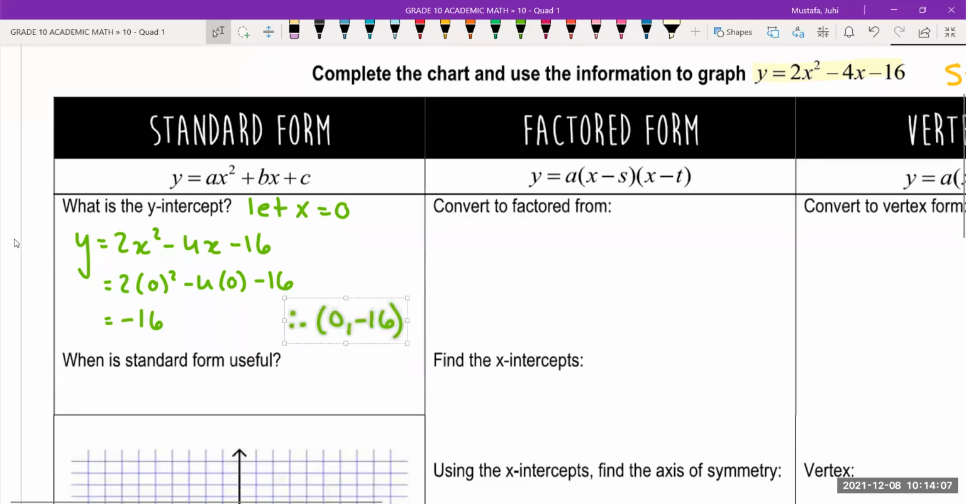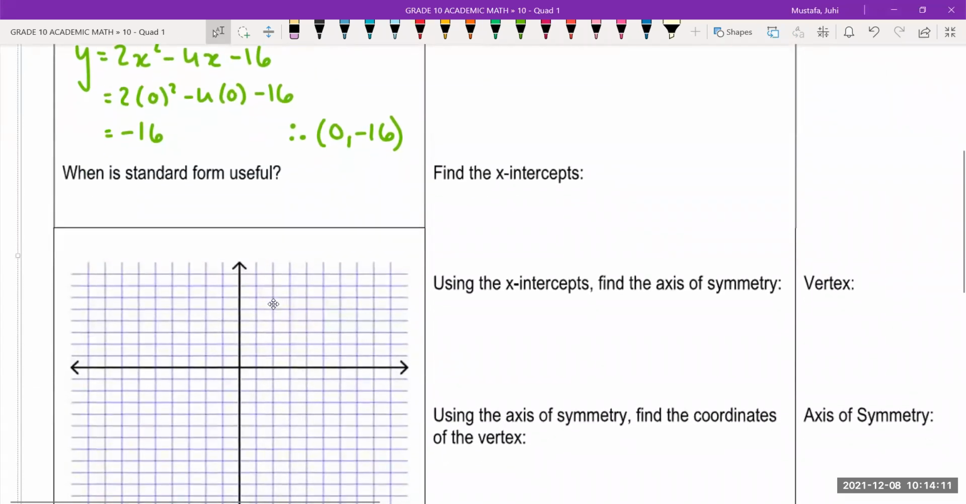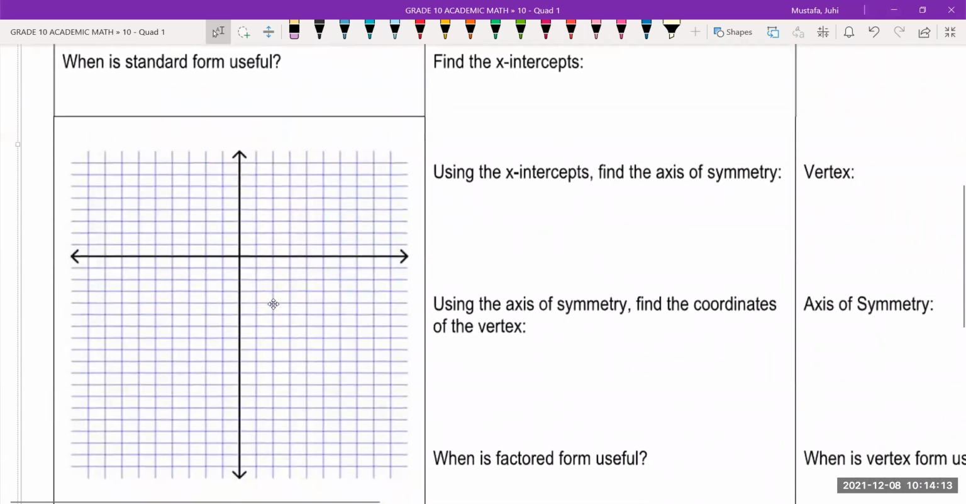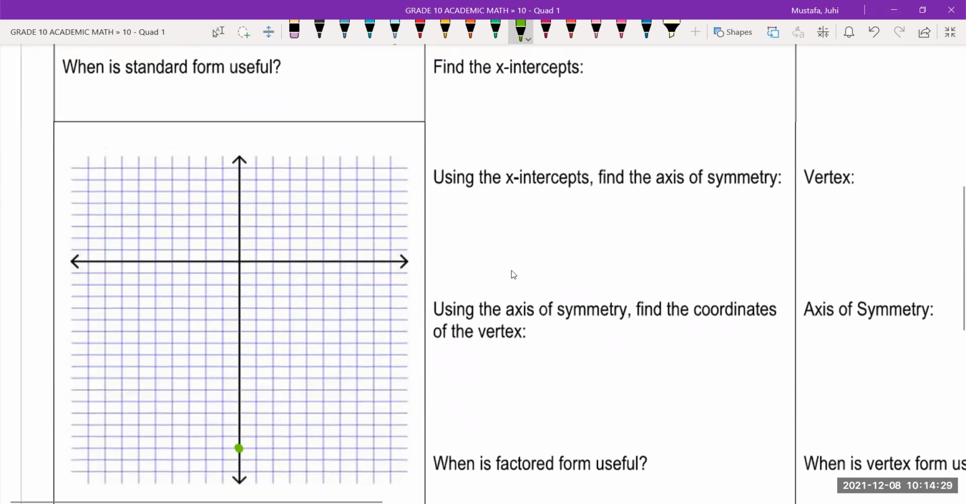Now, because we're going to be using all of this information to graph, while we're doing it, I'm going to go ahead and put the values in. So at (0, negative 16), I hope I gave you enough spots. 1, 2, 3, 4, 5, 6, 7, 8, 9, 10, 11, 12, 13, 14, 15, 16. Right over here, you're going to have a point at your y-intercept.